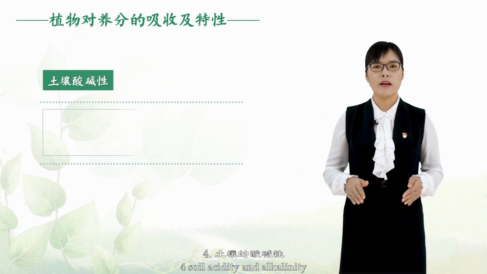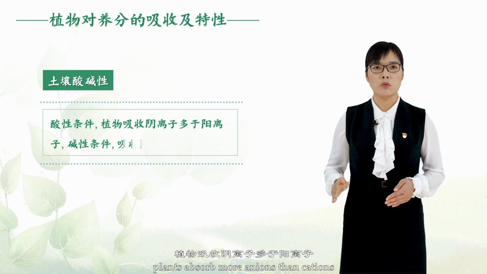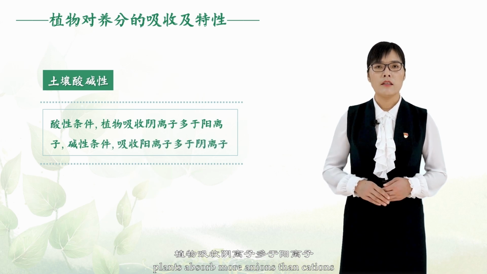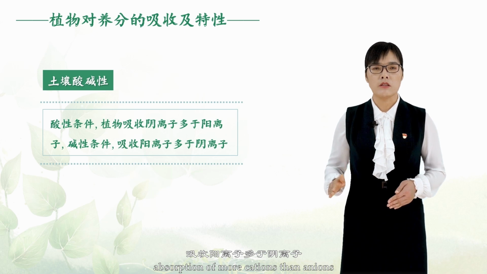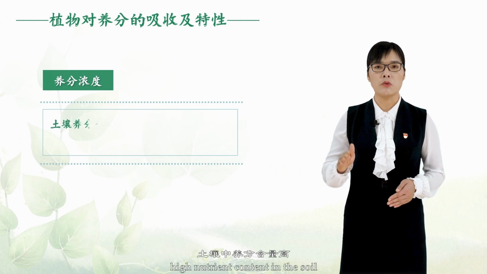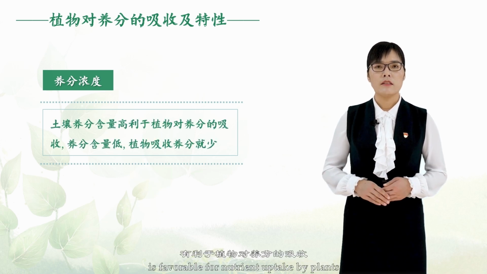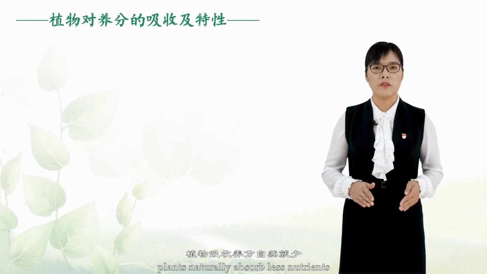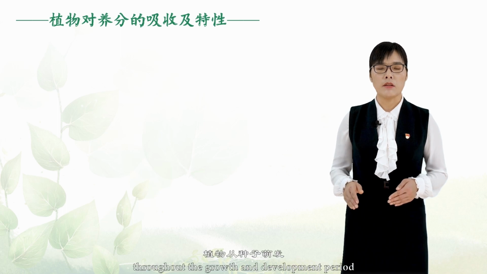4. Soil acidity and alkalinity. Under acidic conditions, plants absorb more anions than cations. Under alkaline conditions, they absorb more cations than anions. 5. Nutrient concentration. High nutrient content in the soil is favorable for nutrient uptake by plants. If the nutrient content is low, plants naturally absorb fewer nutrients.